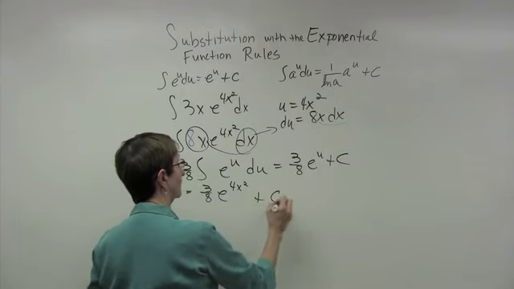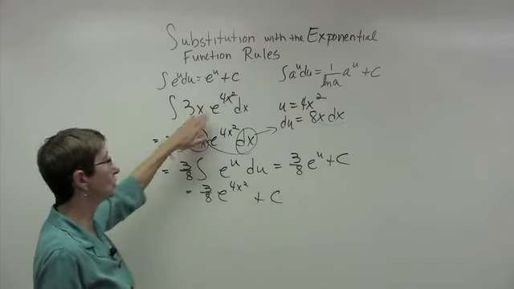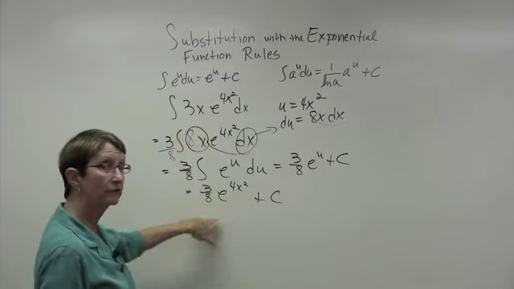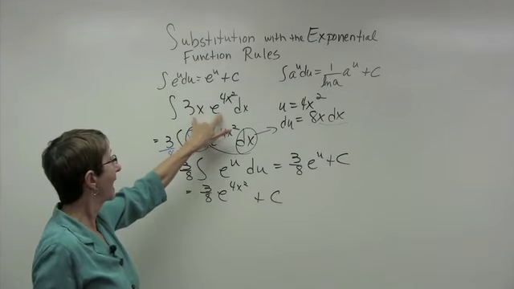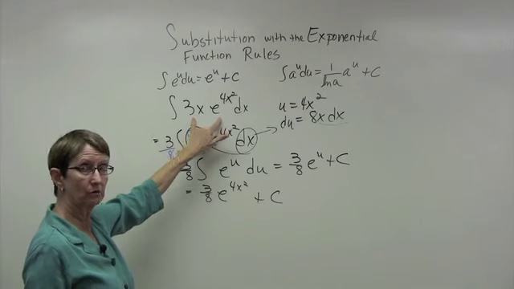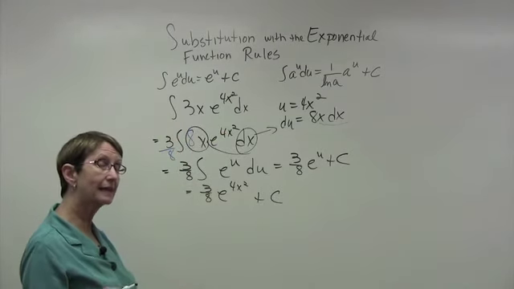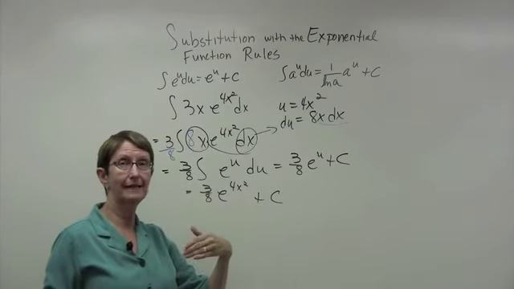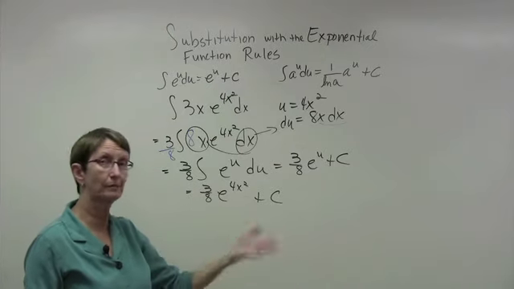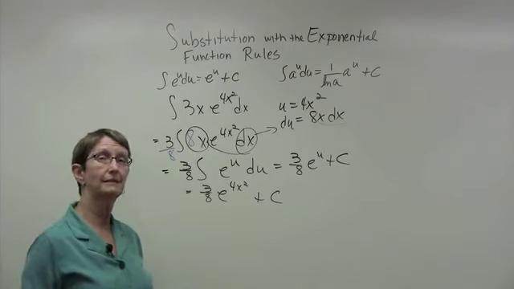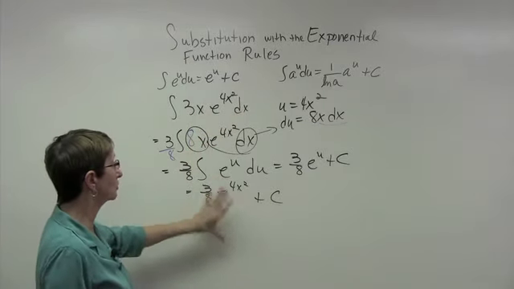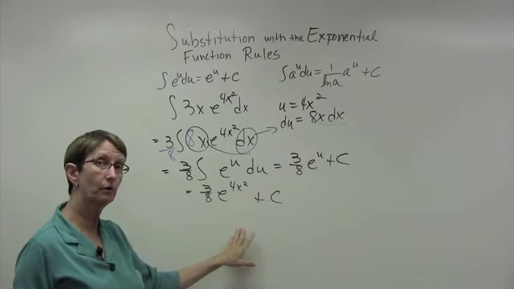plus c. So if you have an e to the u, your answer for the antiderivative is not exactly the same as what you have inside your integral. The derivative of e to the x is the same as the antiderivative of e to the x, is the same as the function. But if it's e to the u, you will get differences. So that's why substitution for a case like this is so very important.